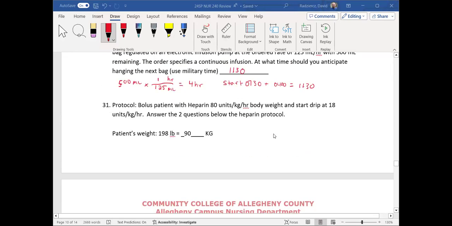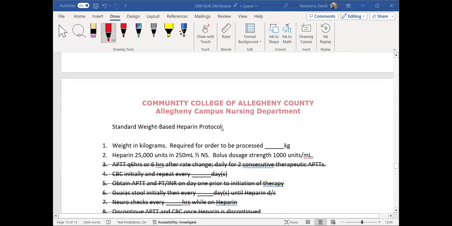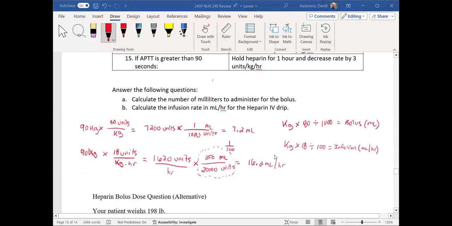All right, so you've seen the heparin question. Now, the biggest thing is to remember to convert the patient's weight in pounds to kilograms, and then just to follow the protocol. Okay, so we did this last time, so I'll just show you this here.